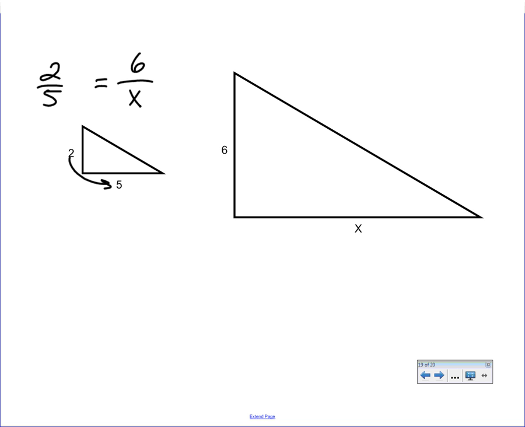Okay, so short side on top, big side on bottom. You could do scale factor here, 2 to the 6. But I don't want to do scale factor. I want to try ratio out. Let's see if we get the same answer.